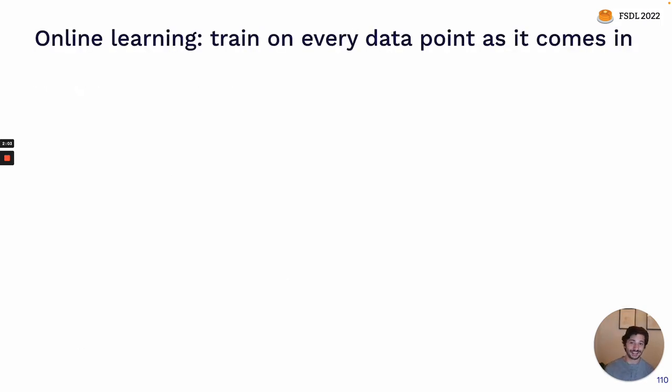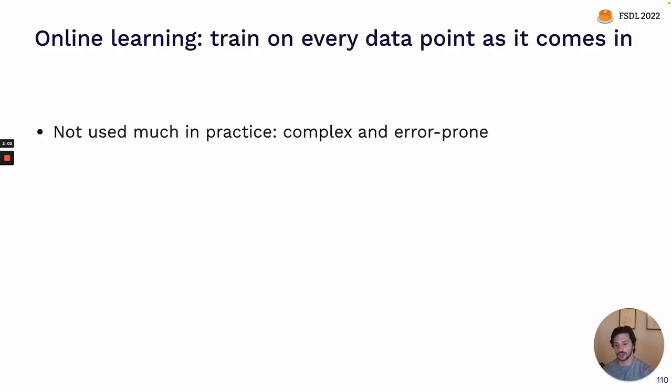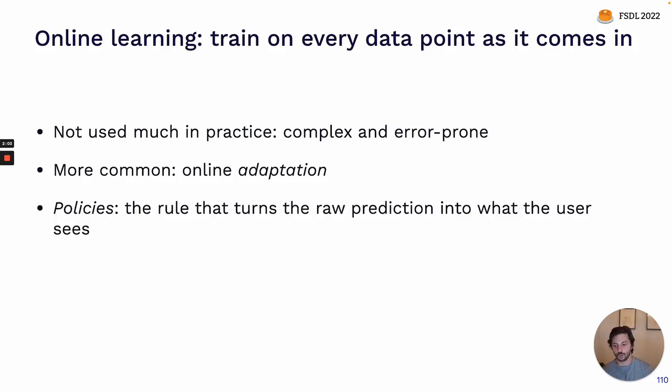And then lastly, an idea that probably won't be relevant to most of you, but is worth thinking about because I think it could be really powerful in the future, is online learning, where you train on every single data point as it comes in. It's not very commonly used in practice, but one relaxation of this idea that is used fairly frequently in practice is online adaptation. The way online adaptation works is it operates not at the level of retraining the whole model itself, but on the level of adapting the policy that sits on top of the model. What is a policy?